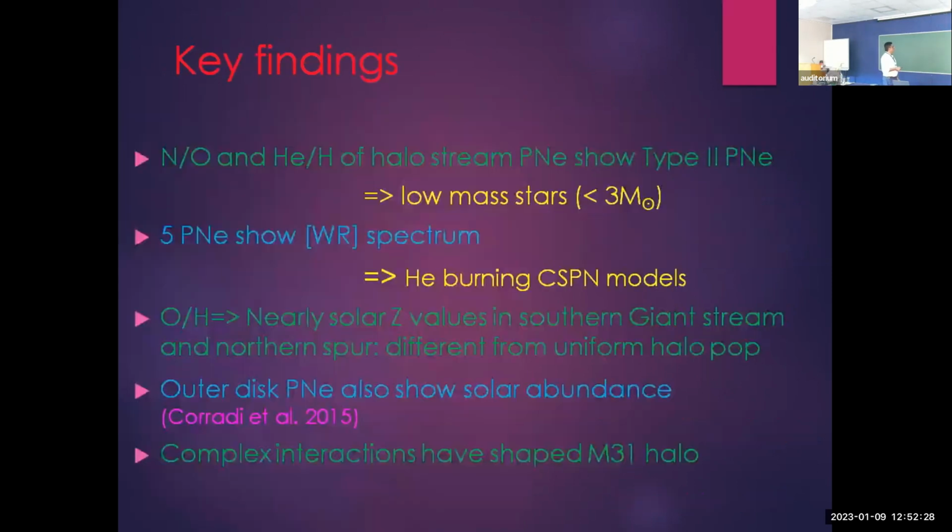Here, the N/O ratio and the helium to hydrogen ratio with the halo planetary nebulae are type 2:1. That means type 2 means low mass stars, that is, less than 3 solar mass.